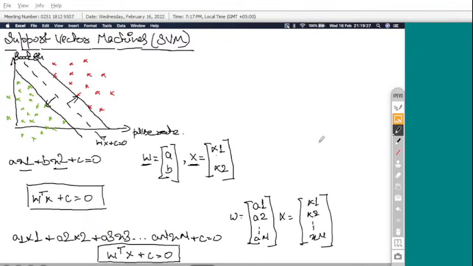Is it clear, everyone? Okay. Now, at this side, W transpose X plus C is going to be greater than 0. And at this side, I can say W transpose X plus C is going to be less than 0.